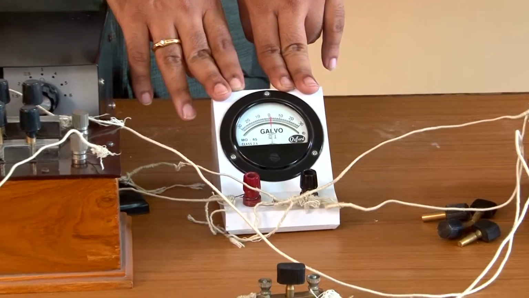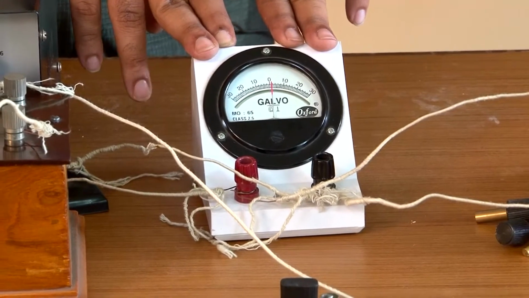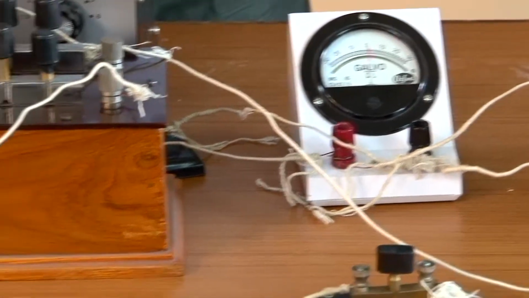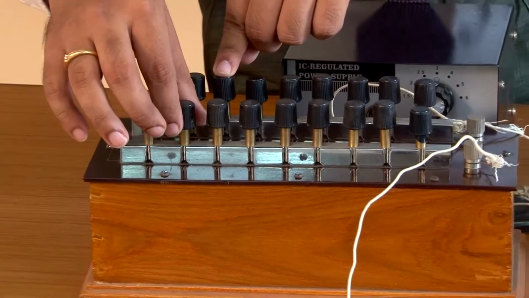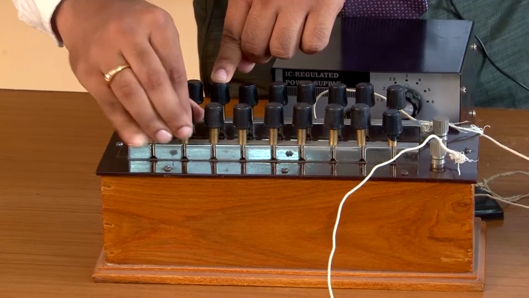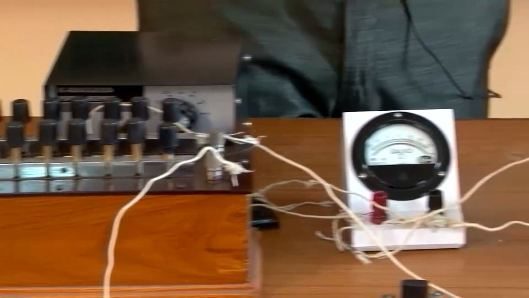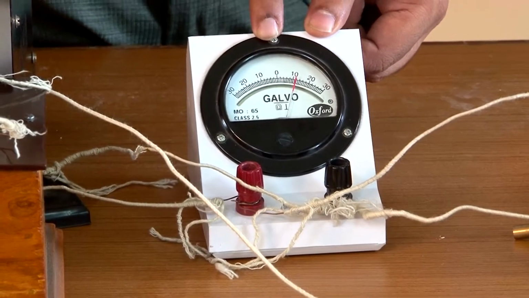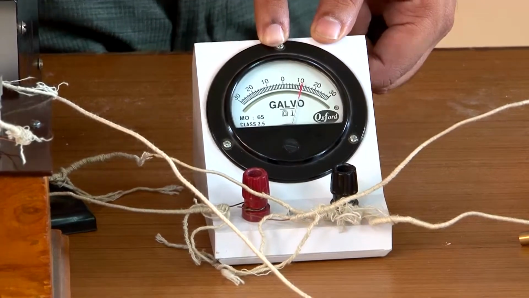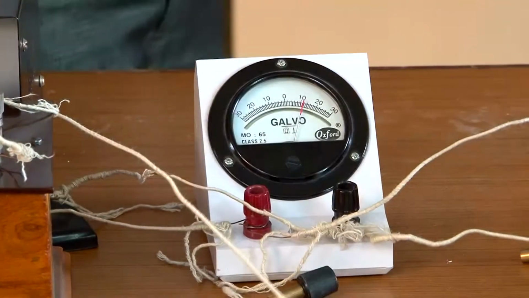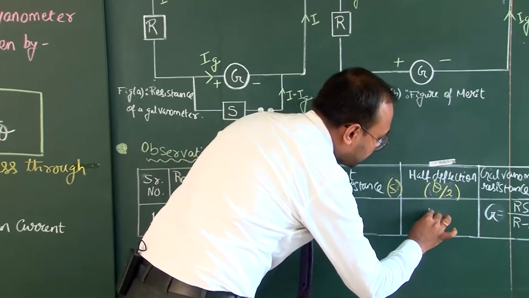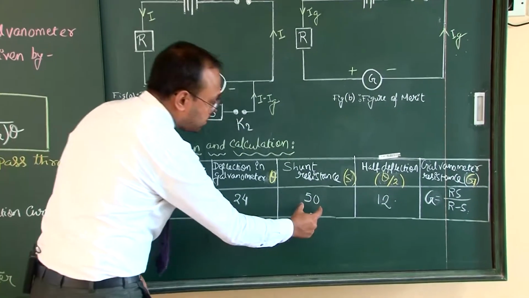But I have to bring this deflection to theta by 2. Theta was 24, so my target is to bring it to 12. For doing that, I am taking 50 ohm from the shunt resistance. Now, when I have taken 50 ohm, see, the deflection theta is showing 12. This we will be recording. The shunt resistance has been given 50, and for that, half deflection I have got is 12.